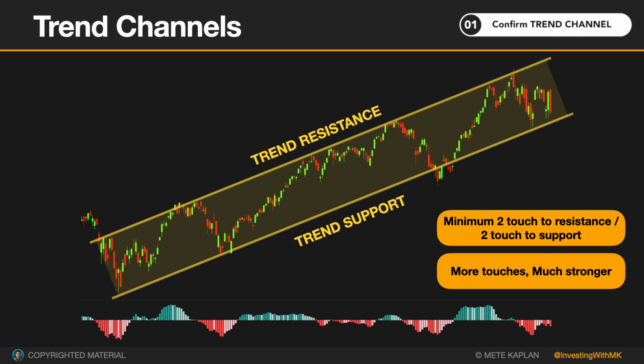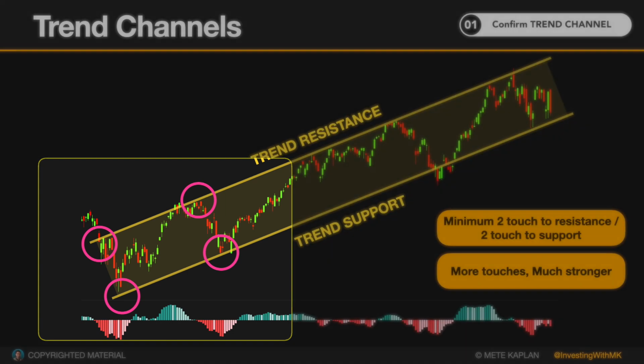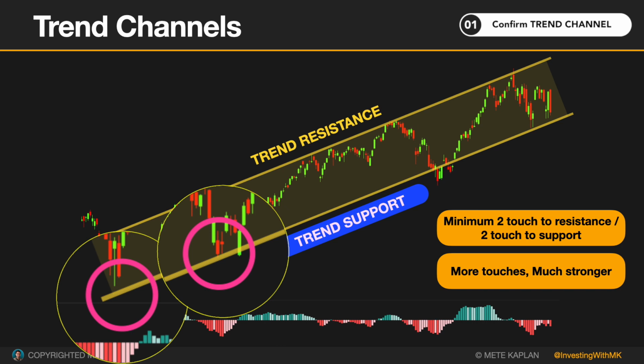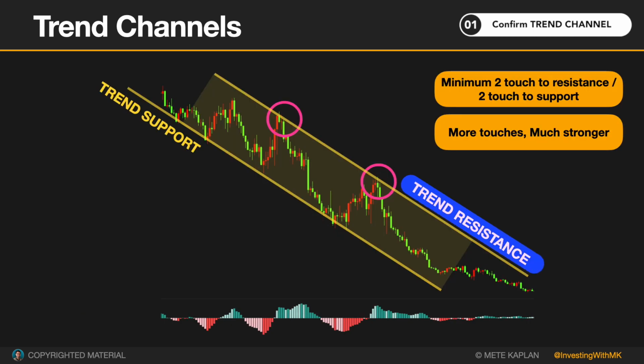Confirming a proper trend channel is very easy, nothing complicated. We need the price to touch resistance and support lines 2 times minimum. More touches, much stronger trend. So, 2 is the bare minimum for us. However, if I am trading an uptrend, my main focus is on trend support line mostly. Those price touches should be really clear at this trend support line. If it's a downtrend, I'm focusing on trend resistance instead.